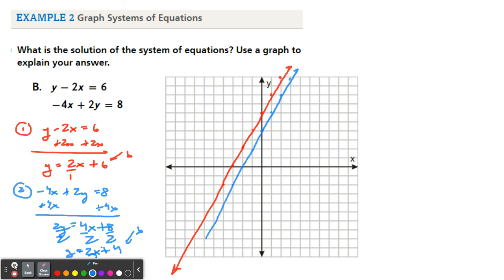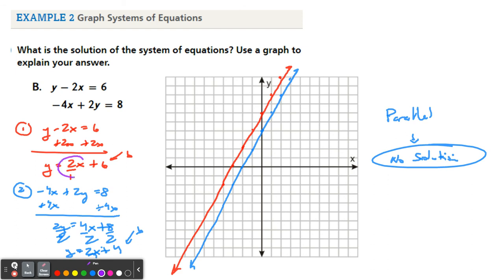Now notice that these two lines never touch. They're going to be parallel. If the solution is the point of intersection and these two lines never touch, this system has no solution. If we compare their equations, notice they have the same slope, 2x and 2x. 2 is their slope, but they have different b values. That makes them parallel lines.